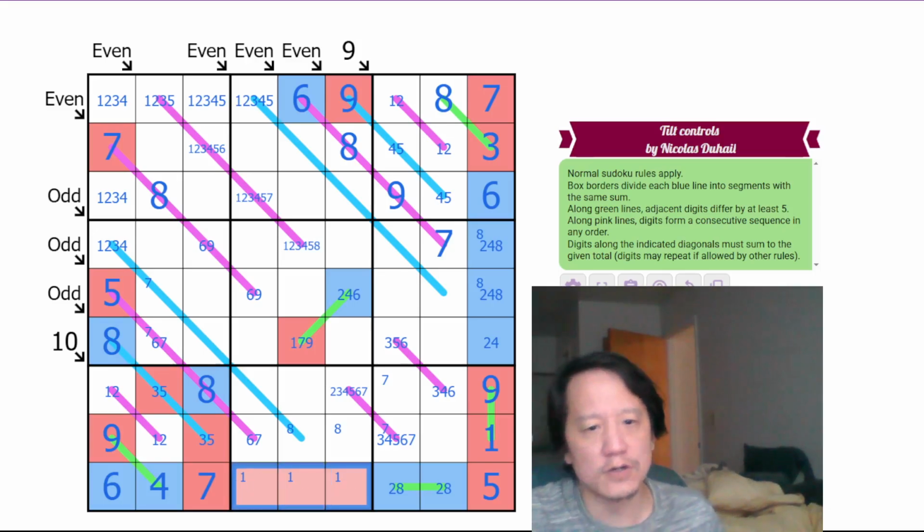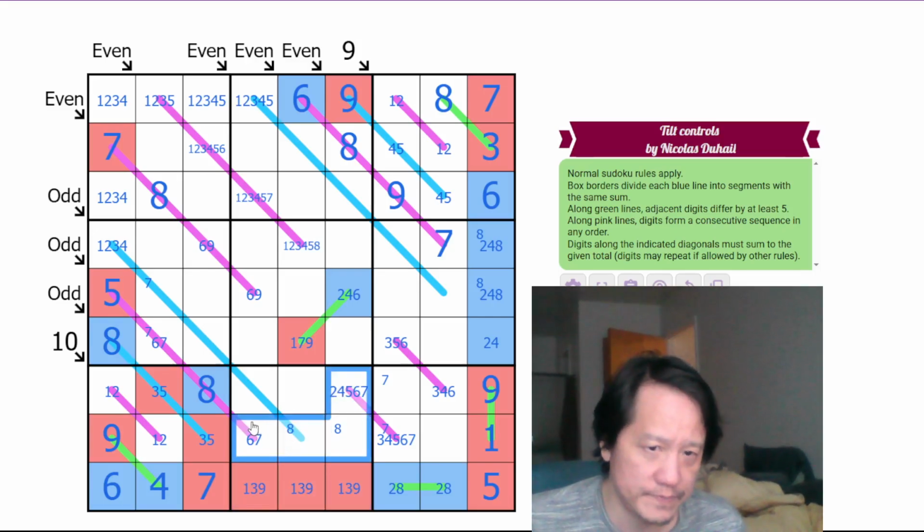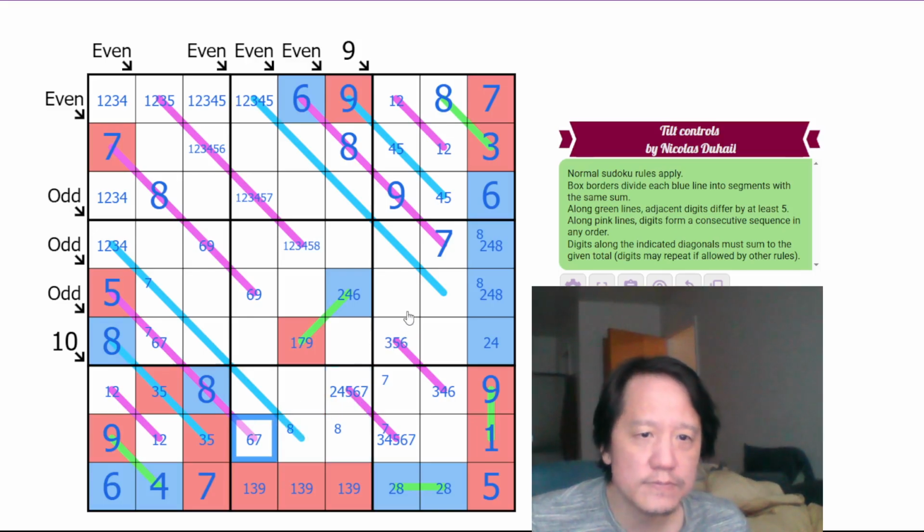Remaining digits here are 1, 3, and 9. That eliminates 1, 3, and 9 in the rest of the box. So these sum up to each other. So we've done the Renban here.